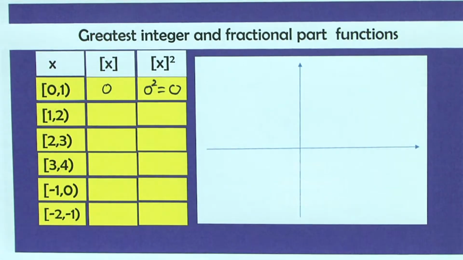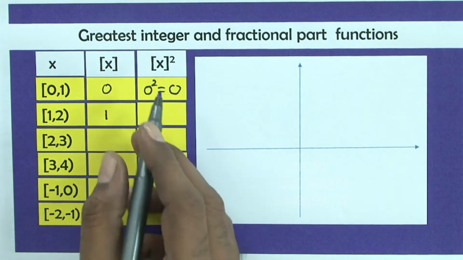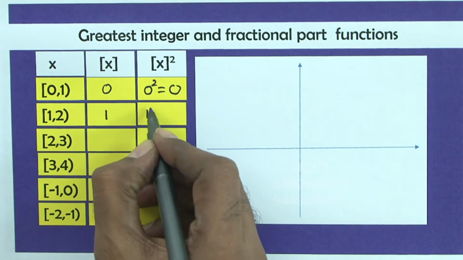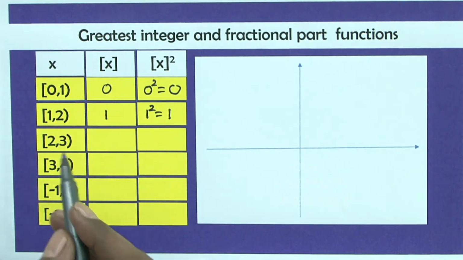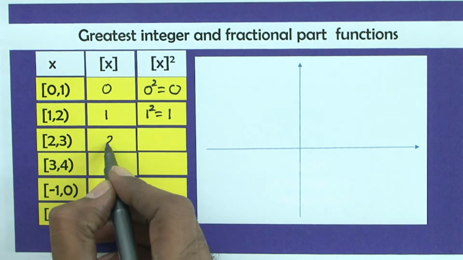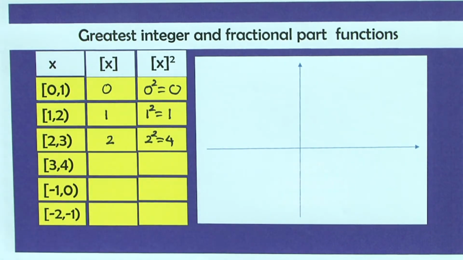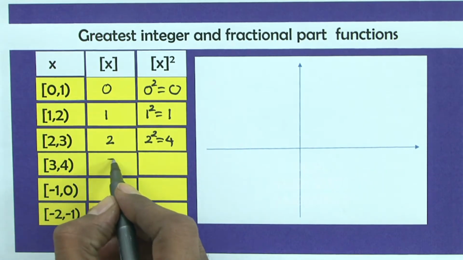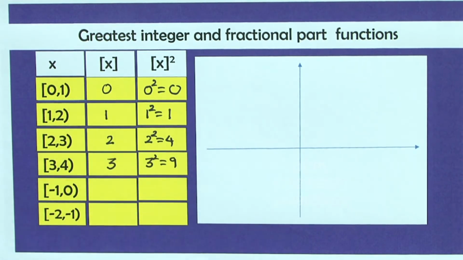Is that correct? If x lies between 1 and 2, integral part of x is 1. What is integral part of x whole square? That is 1 square, that is equal to 1. If x lies between 2 and 3, integral part of x is 2 and square of that is 2 square, that is equal to 4. If x lies between 3 and 4, integral part of x is 3 and the square of that is 3 square, that is equal to 9.